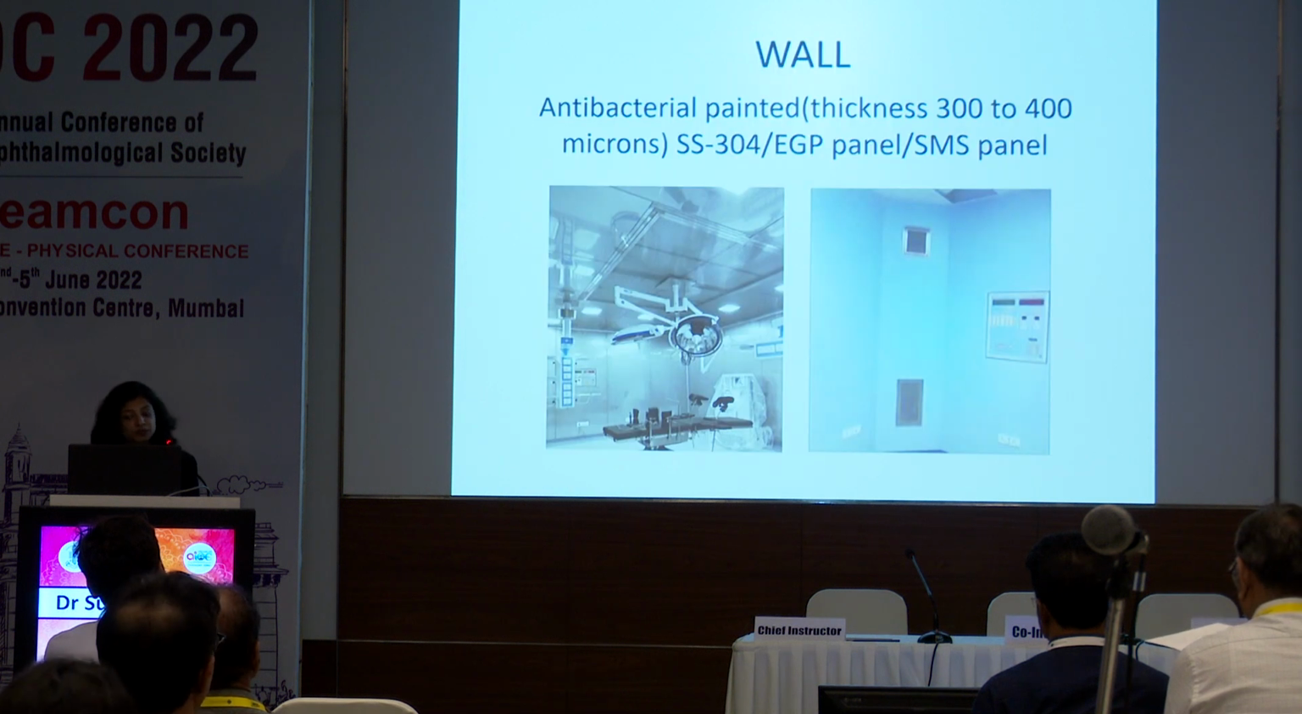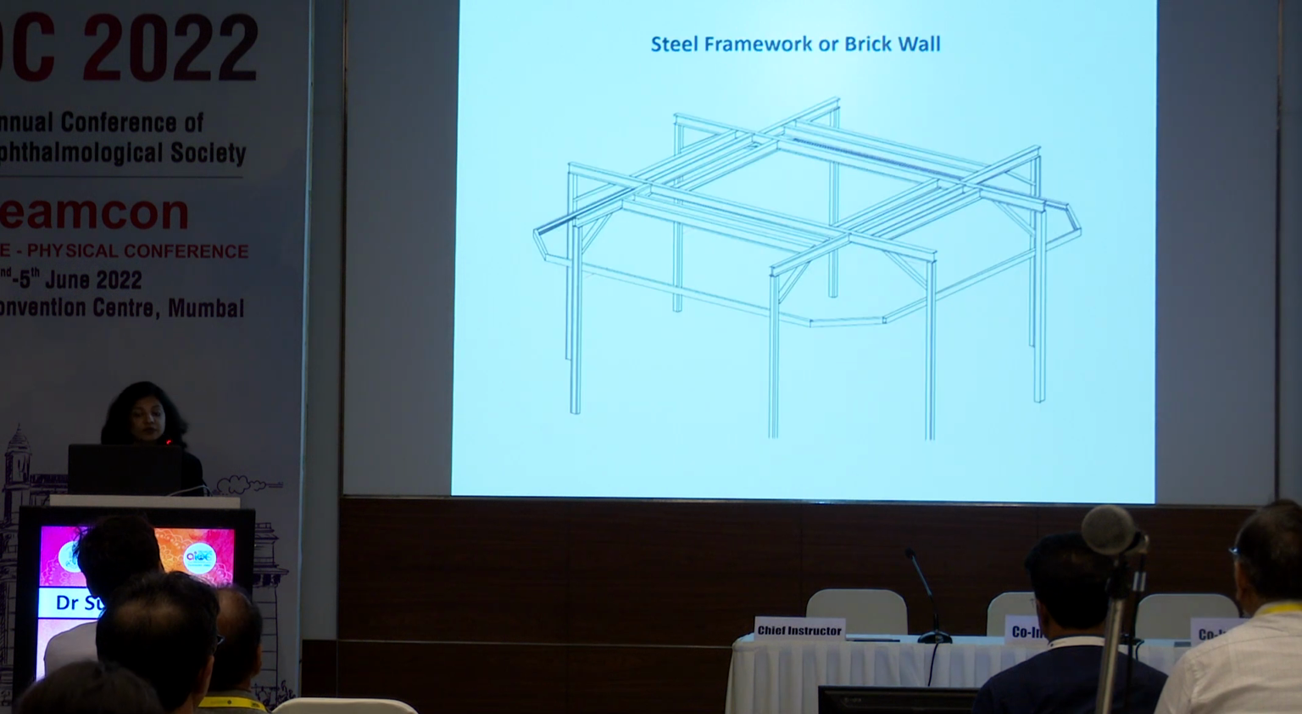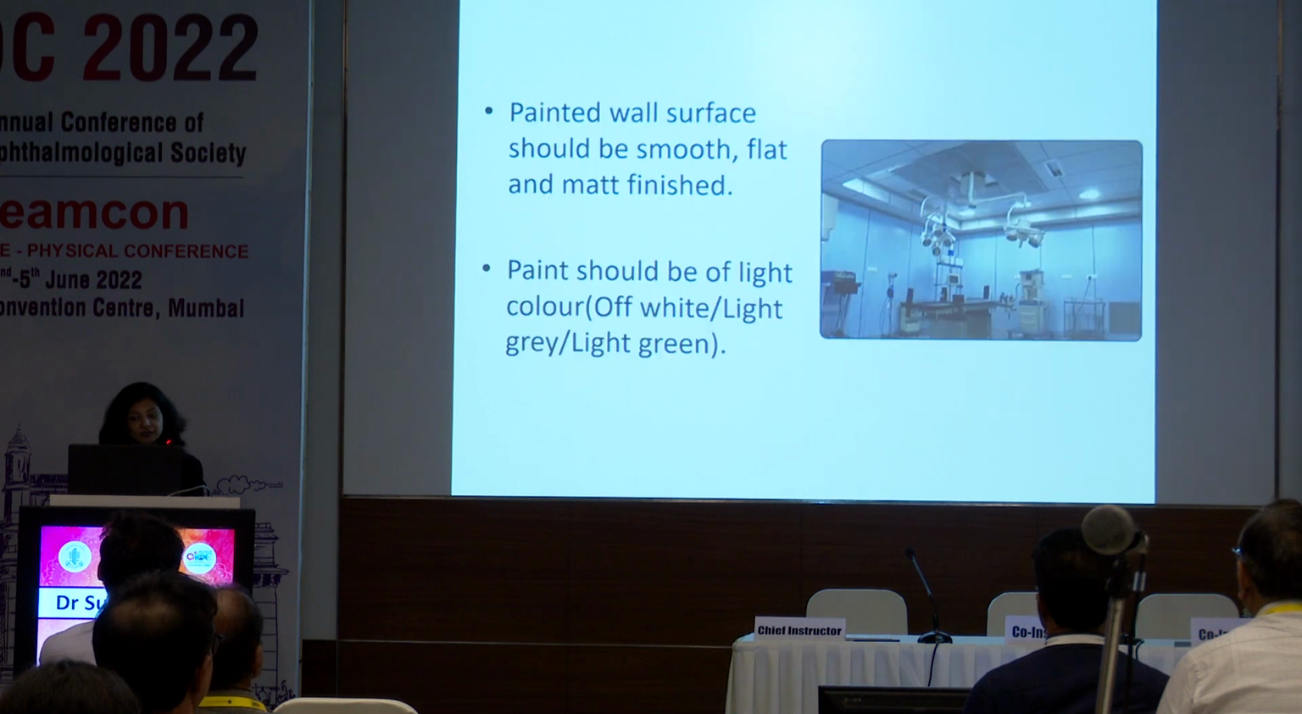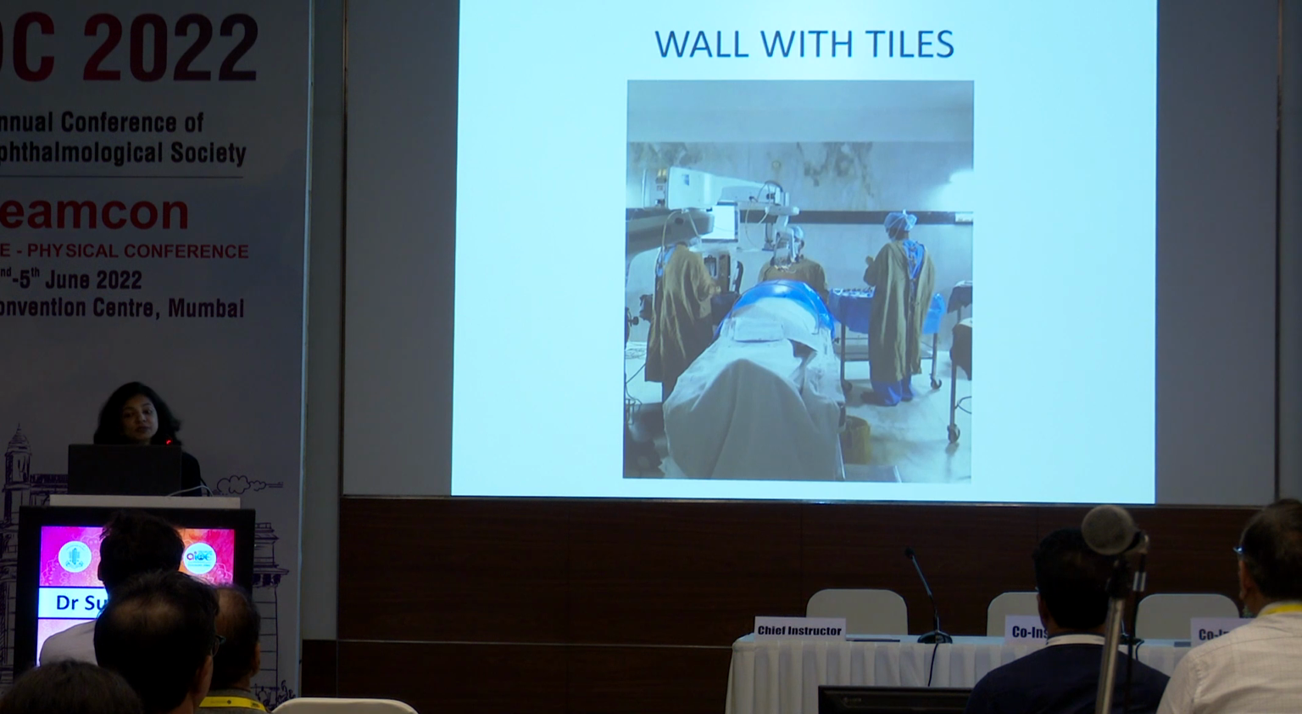Now, walls should be smooth, non-porous, non-reflective and easy to clean. In modular OTs, walls are made up of stainless steel or EGP panels. To make that, initially a framework is laid down which comprises either of brick wall or steel itself, and upon that, on either side, stainless steel or EGP panels are placed, which are then coated with antibacterial paint. The paint should preferably be white in color. Tiles can also be used instead of stainless steel in case of financial constraint.